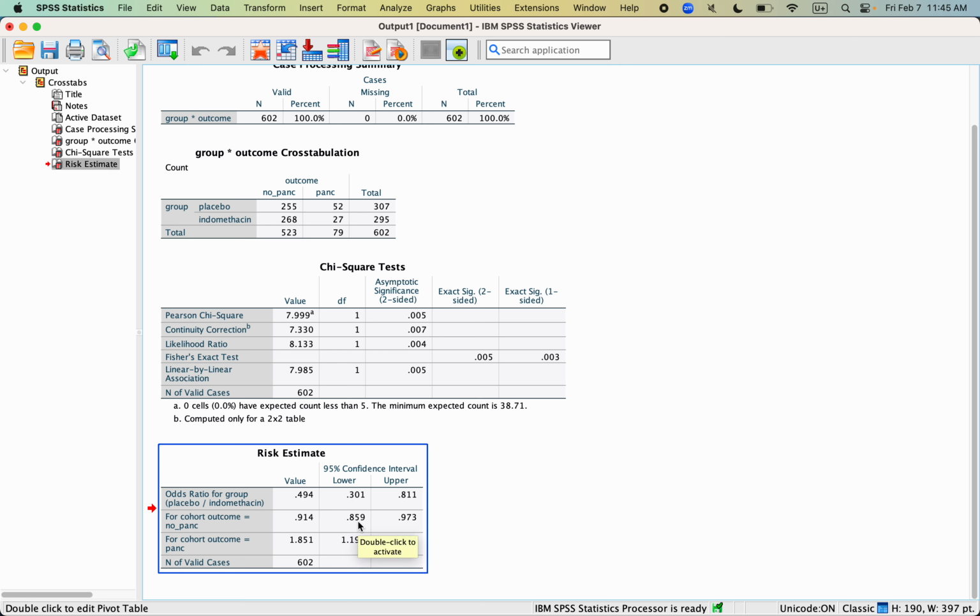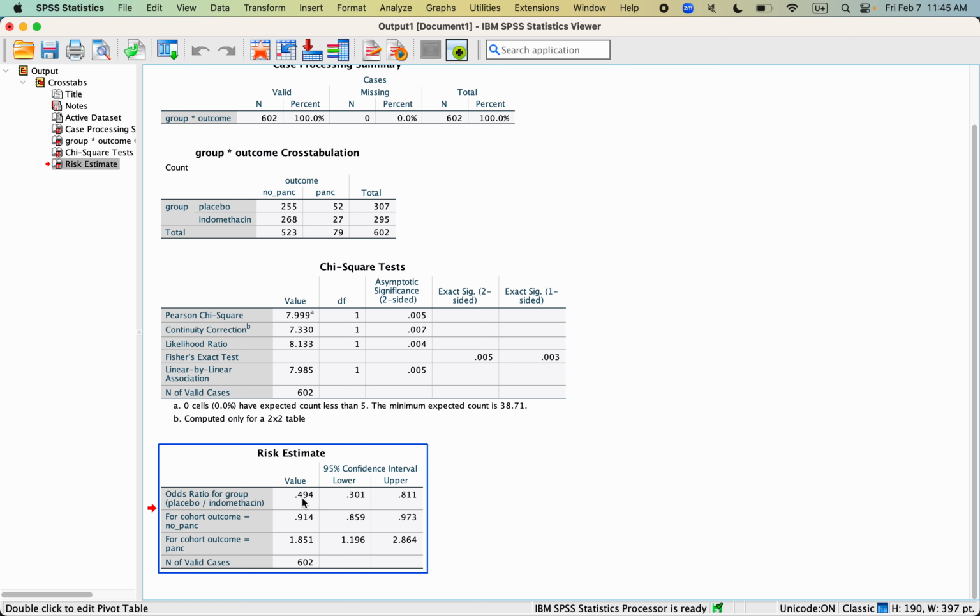So there's a couple of things that we're putting out here. We've got our odds ratio, and I provide some notes on this. This compares the odds, not the proportion. So this would be the odds in the placebo group compared to the indomethacin group of, in this case, not developing pancreatitis. So you can see here they had about half the odds. That doesn't mean that they were half as likely. It just means they had half the odds. Okay, different thing there.